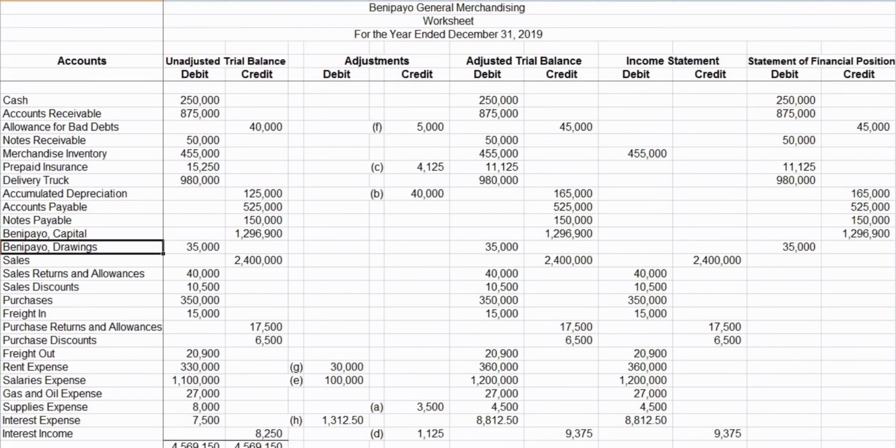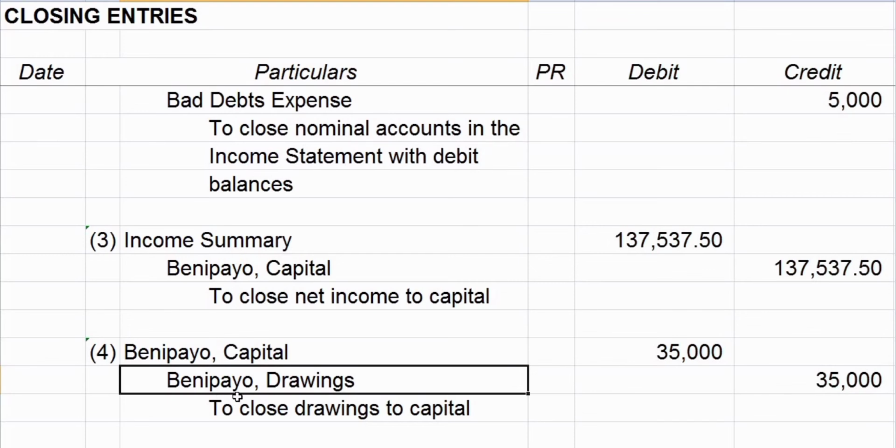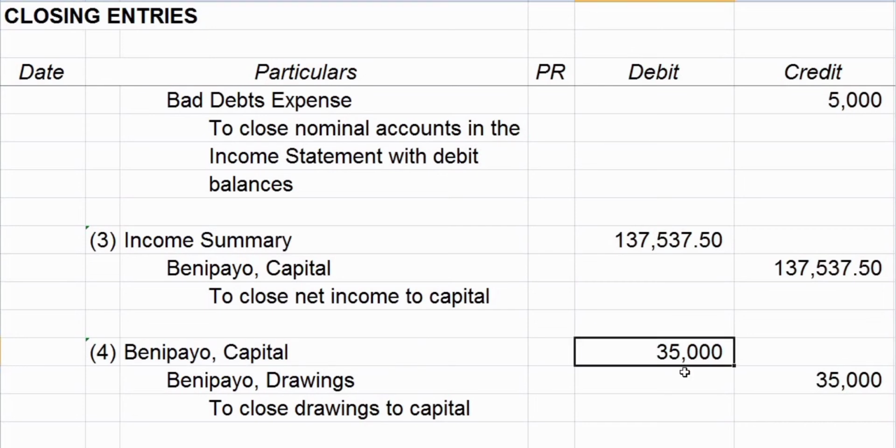And the fourth and last closing entry is with regards to the drawing account, which is also closed to the owner's capital account. The drawing account here, amounting to 35,000, is on the debit column of the statement of financial position, which means it has a debit balance. Therefore, to close this balance of Benipayo drawing, we have to credit it and debit Benipayo Capital for 35,000. Explanation: to close drawings to capital.